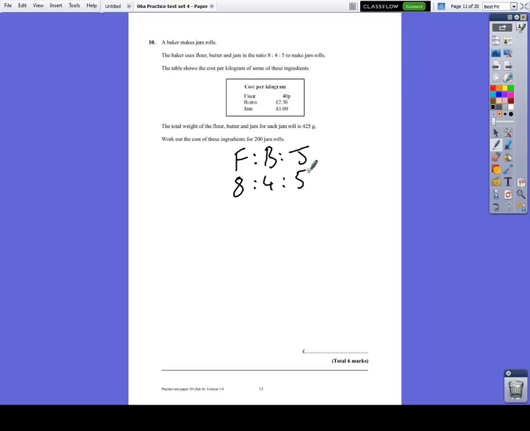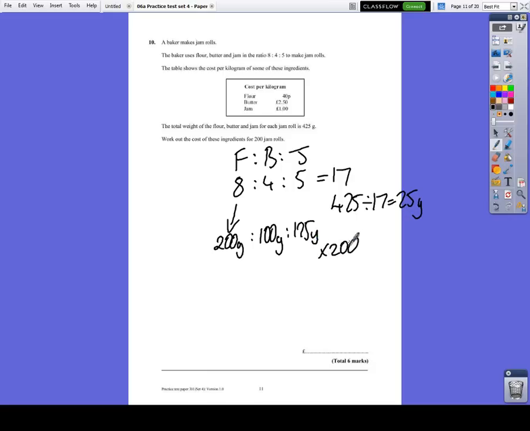So if we work out how much we need of each one first of all, so 8 add 4 add 5 equals 17. So if we do 425, which is a weight of one, divided by 17, that gives us each part must be 25 grams. If we multiply 8 by 25, we get 200 grams of flour needed per one. We need 100 grams of butter, and we need 125 grams of jam per one. Now, we actually need the amount for 200, so we need to times these by 200, and we get 40,000 grams. We would get 20,000 grams, and we would get 25,000 grams of that.